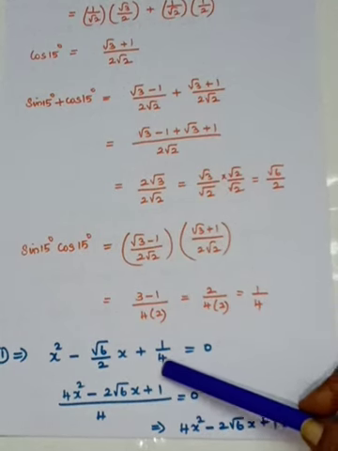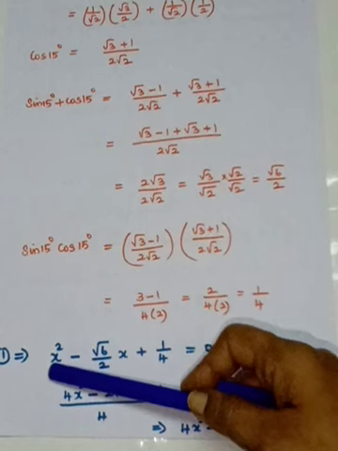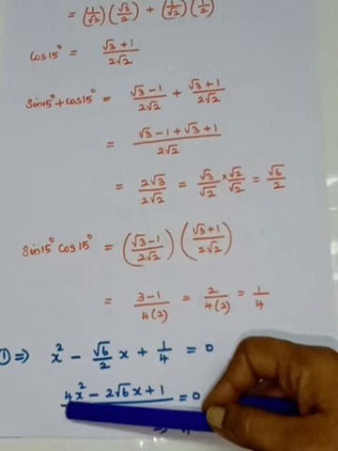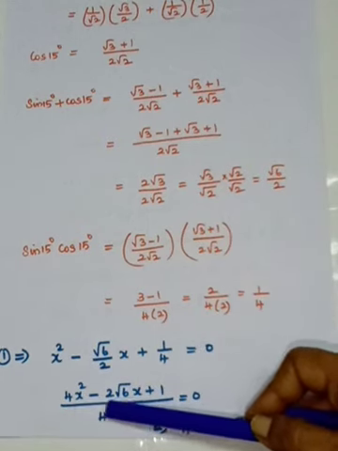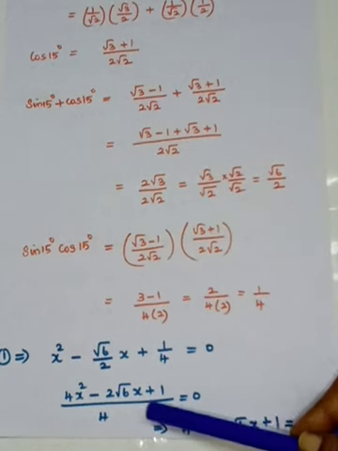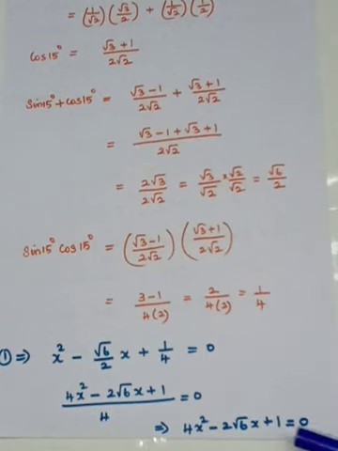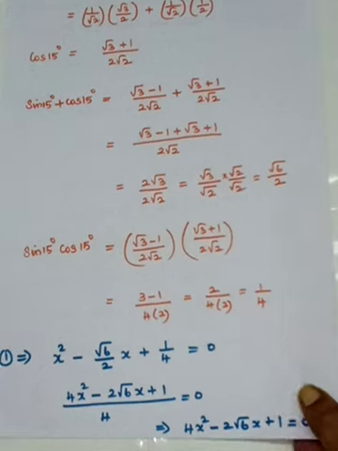Take LCM. What is the LCM? 2 and 4. It's 4 is the LCM. So this term has to be multiplied with 4. So 4x squared minus 2 root 6 x plus 1 is equal to 0. So 4 into 0 is 0. So this is the quadratic equation: 4x squared minus 2 root 6 x plus 1 is equal to 0.